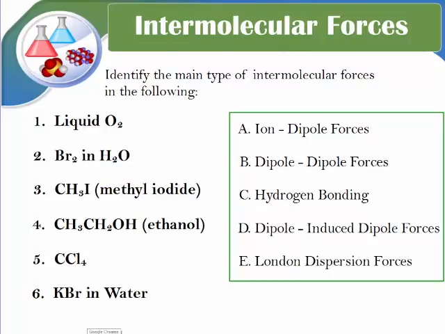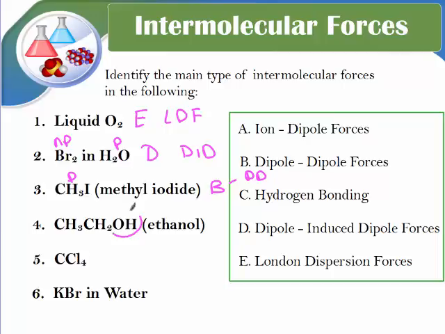You have these 6 to try on your own. Restart when you have an answer. For liquid oxygen, you should have gotten E, or London dispersion forces. For 2, this one was nonpolar, this one was polar. So you should have gotten D, dipole-induced dipole. For 3, it's polar, so you should have gotten B, which is dipole-dipole.